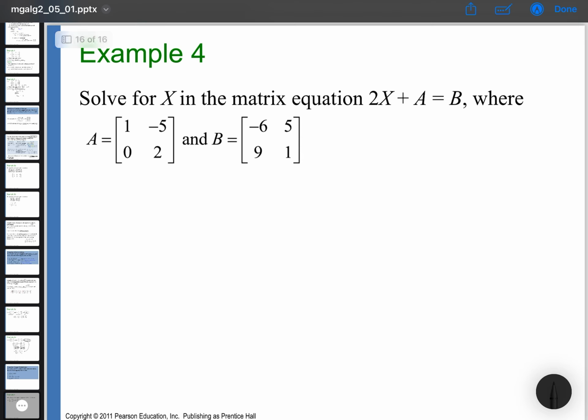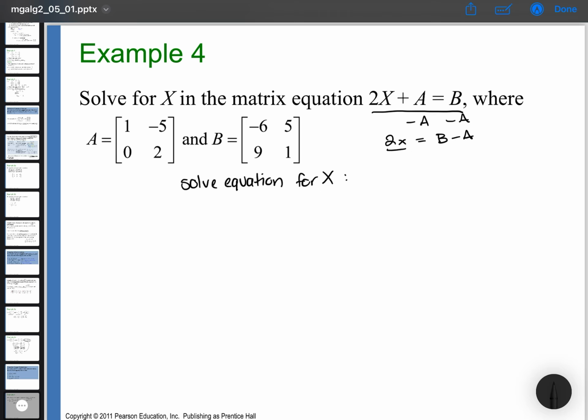Solve for X in the matrix equation 2X plus A equals B, and they're giving us A and B. Easiest way to tackle a problem like this is to rearrange by solving the equation for X. So solve the equation for matrix X. I'm going to do that by subtracting A. That would give me 2X equals B minus A.